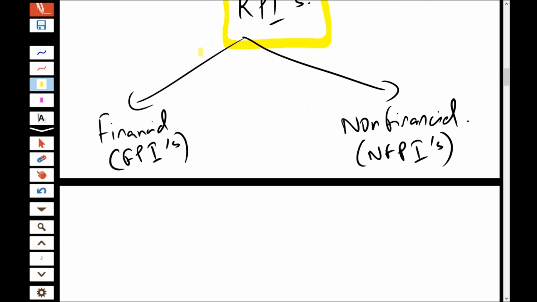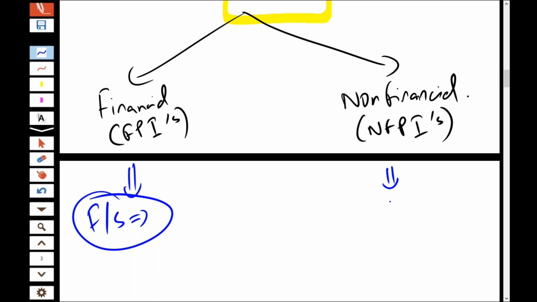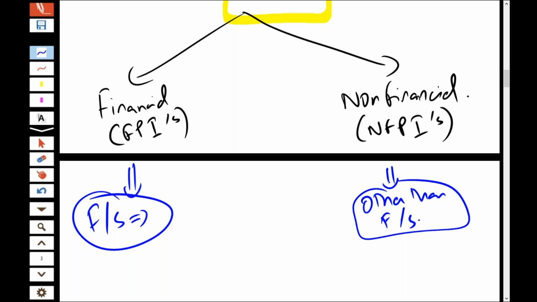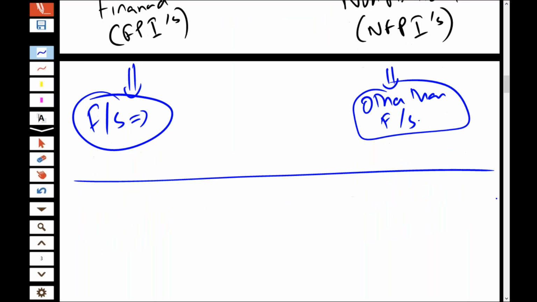Now, what exactly do you mean by measuring using financial performance indicators? When we talk about the financial performance indicators, it means you would have to measure the performance using the financial statements. And the non-financial performance indicators mean that you would be measuring the performance using information other than the financial statements. Now, what exactly are these financial performance indicators? What exactly are these non-financial performance indicators?